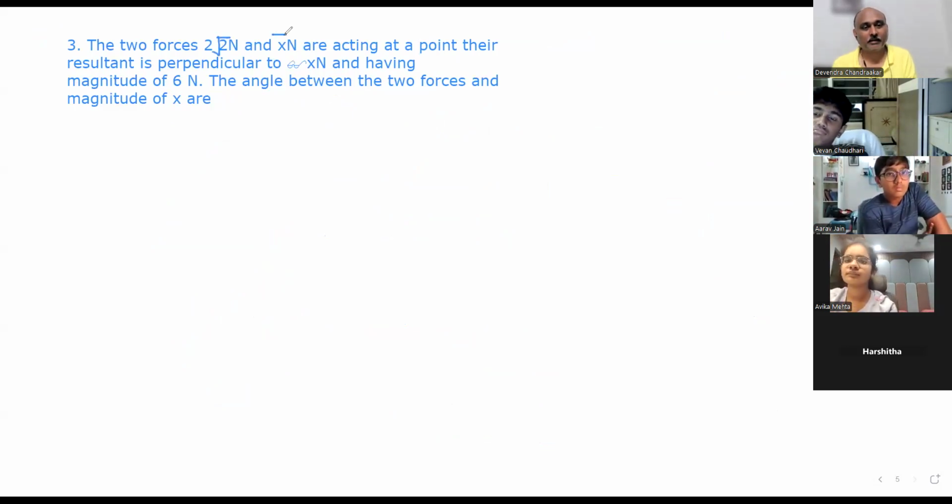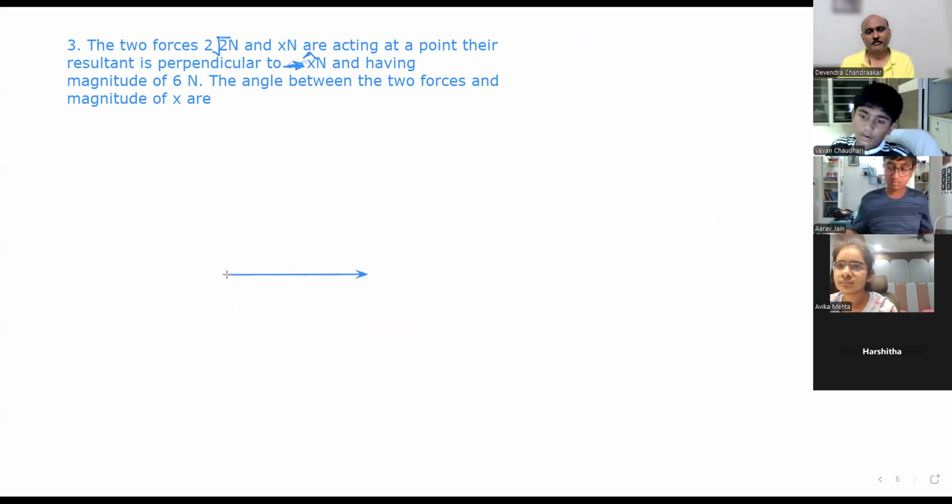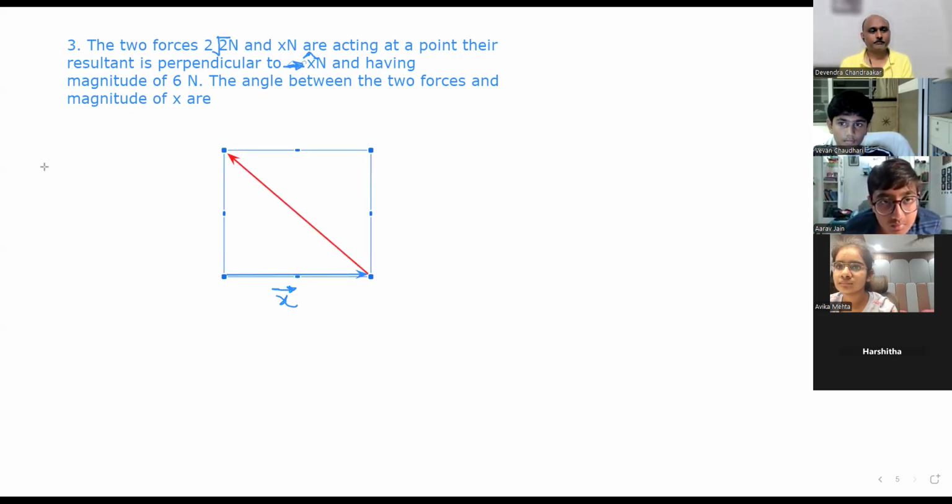So two forces, 2√2 Newton and x cap Newton, are acting at a point where the resultant is perpendicular to x cap Newton and having magnitude of √6 Newton. The angle between the two forces and the magnitude of x are? So just pay attention. What is written here, I'll show you. There is this x vector. This is vector x. There is another vector, 2√2 Newton.